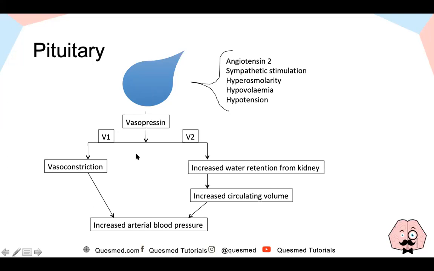Vasopressin can act via two different receptors. We've got our V1 receptors, which cause direct vasoconstriction, and that in itself causes an increase in arterial blood pressure. We've also got our V2 receptors. They're involved in releasing aquaporins in the collecting duct of the kidneys, and that causes increased water retention from the kidney, causes an increased circulating volume, and in that way it also increases blood pressure. So we can have direct vasoconstriction and also increasing circulating volume.